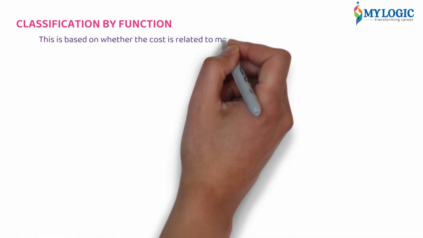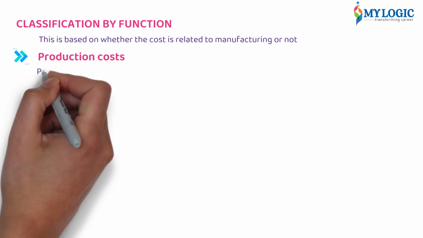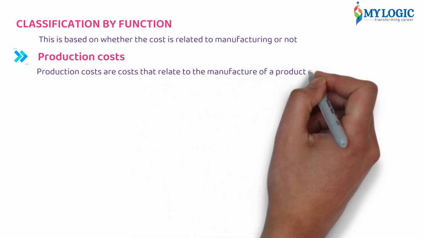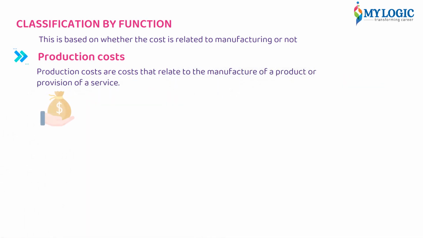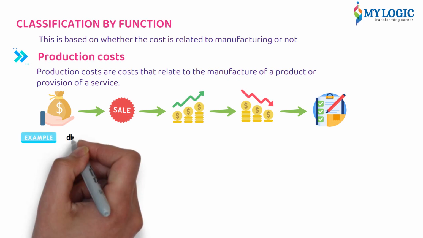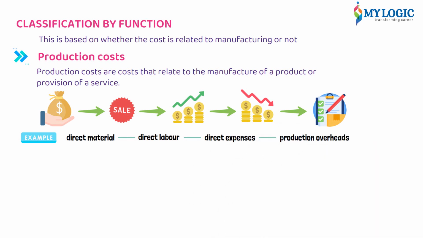Classification by function. This is based on whether the cost is related to manufacturing or not. Production costs. Production costs are costs that relate to the manufacture of a product or provision of a service. These costs are found in the cost of sales section of the statement of profit or loss and are included in the valuation of inventory. For example, direct materials, direct labor, direct expenses, and production overheads.